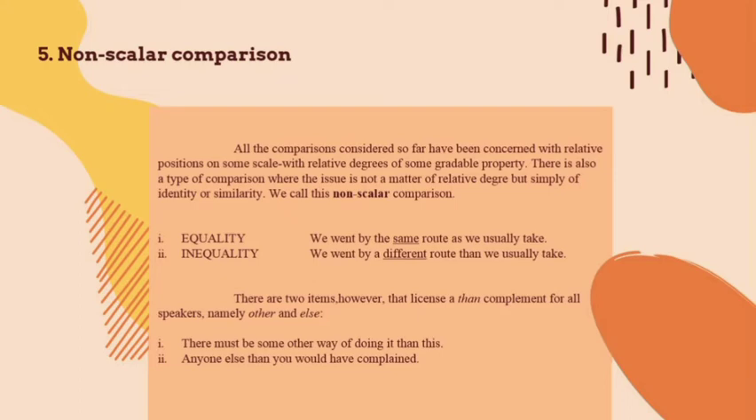Okay, next, there are two items, however, that take a than complement for all speakers, namely other and else. Let's see the examples. One: There must be some other way of doing it than this. Two: Anyone else than you would have complained. We only chose different in the examples of equality and inequality because it permits a more direct contrast with same.